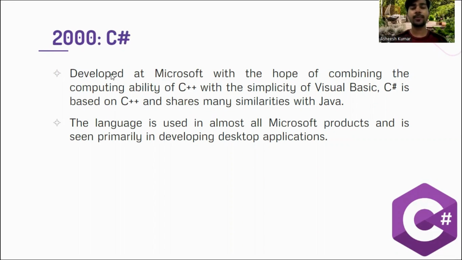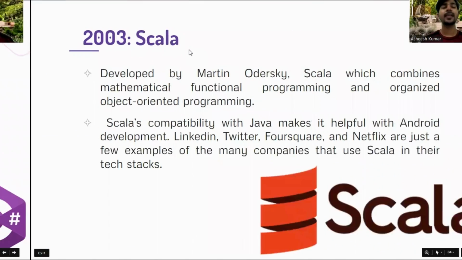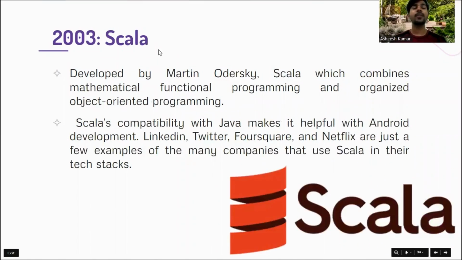So after C#, the next language is Scala. Scala was introduced in 2003, developed by Martin Odersky. Scala combines functional programming and object-oriented programming. Scala's compatibility with Java makes it helpful for Android development. LinkedIn, Twitter, and Netflix are just a few examples of the many companies that are using Scala.